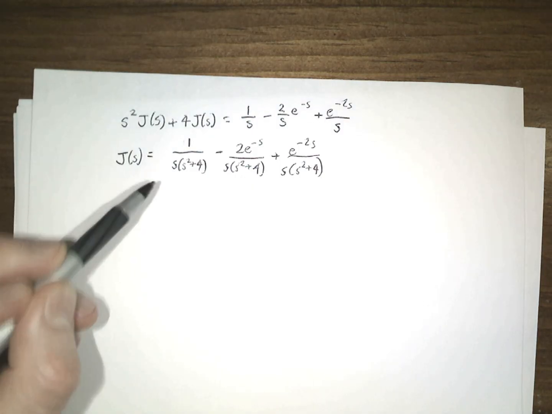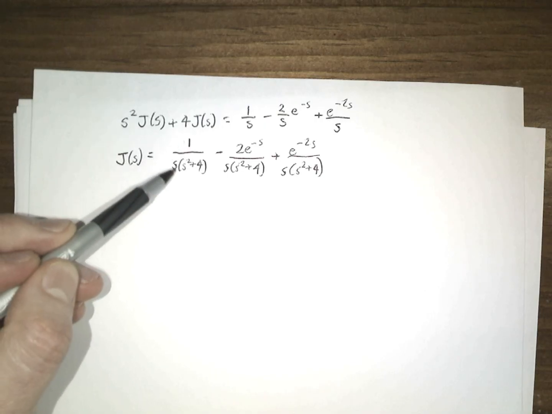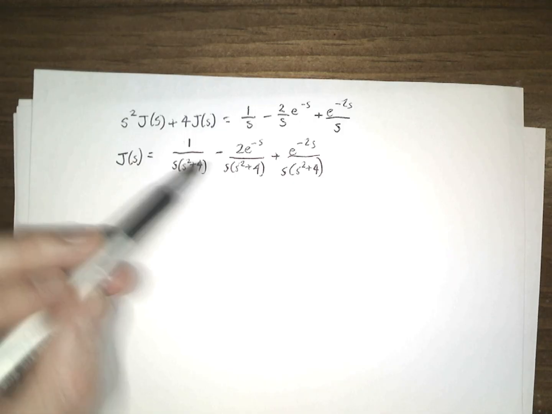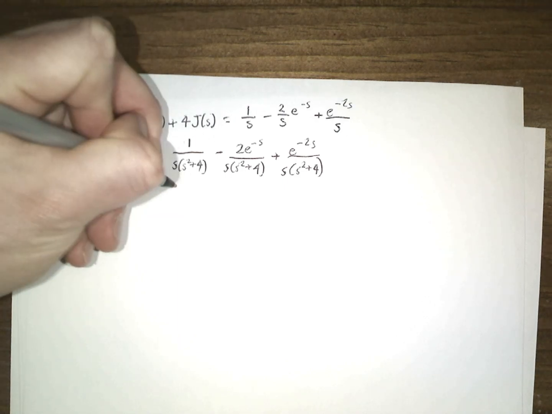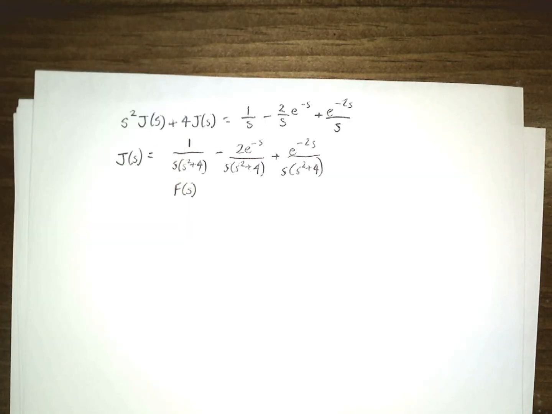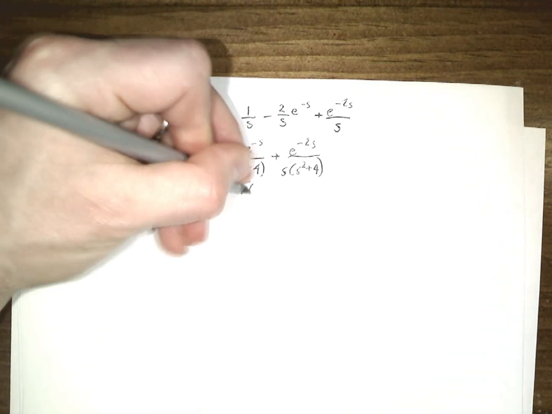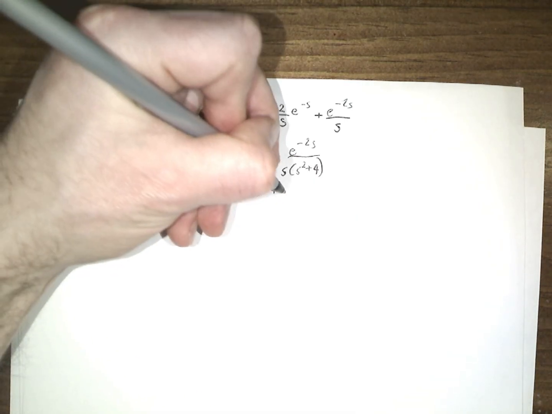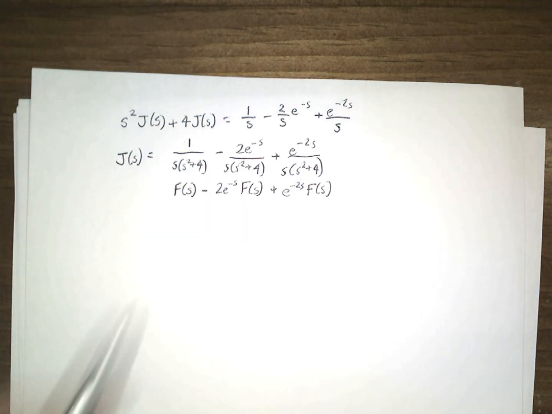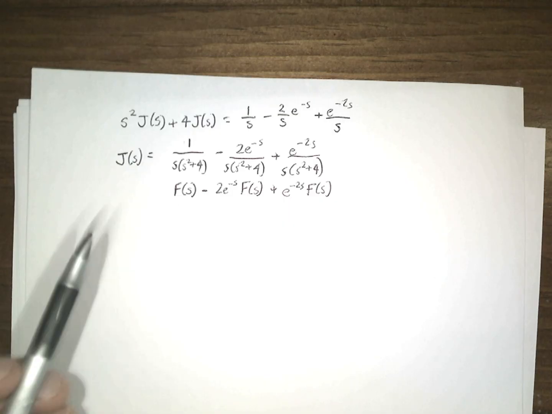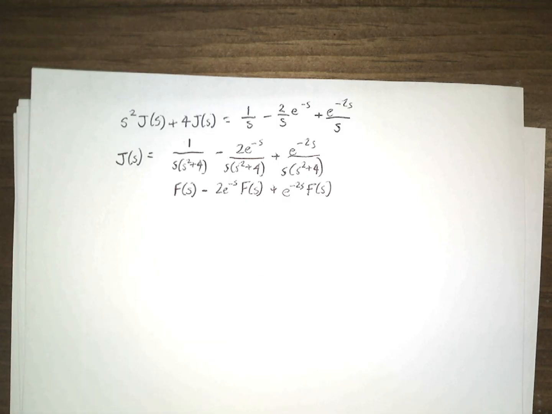And so what we ultimately have here is some function, 1 over s times s squared plus 4, with a bunch of constants and exponentials multiplied by that. So we can think what we really have is some function F of s, minus 2 times e to the negative s of that same function plus e to the negative 2s times that same function. If we can figure out what this F of s is, we can then find the inverse Laplace transform and then just plug in the ultimate result there.